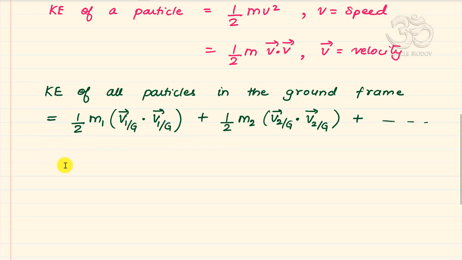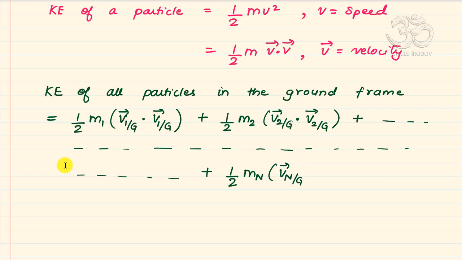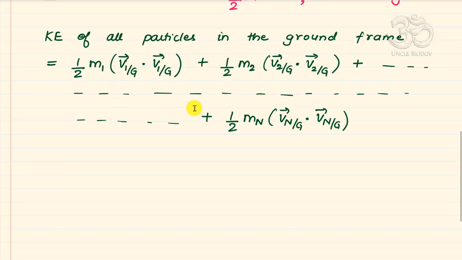No need to write all those, so I'm just going to put a series of dashes, and I will just ask you to imagine that all those terms are filled up. Half mn and velocity of nth particle in the ground frame dot velocity of nth particle in the ground frame. So this is what I end up with. Fine, this is the K of all the particles in the ground frame.